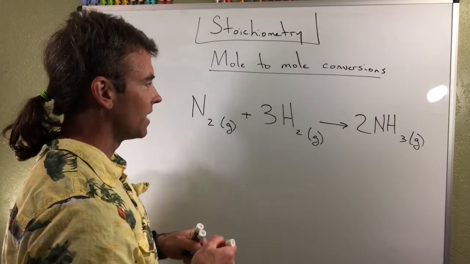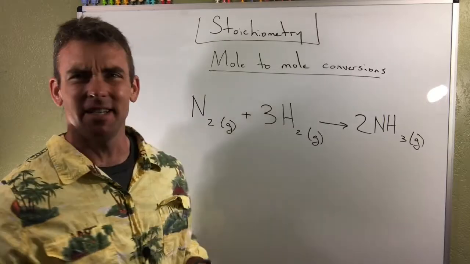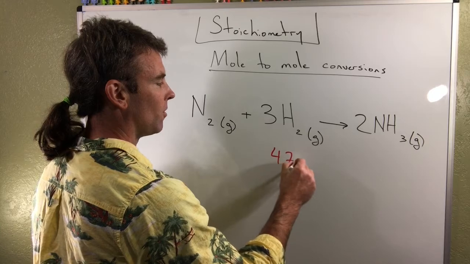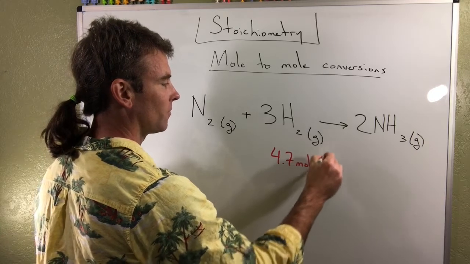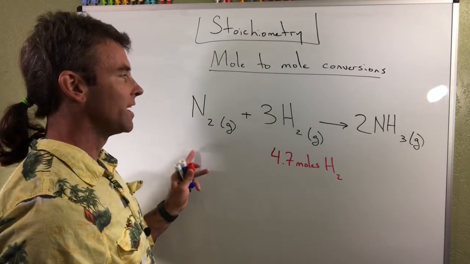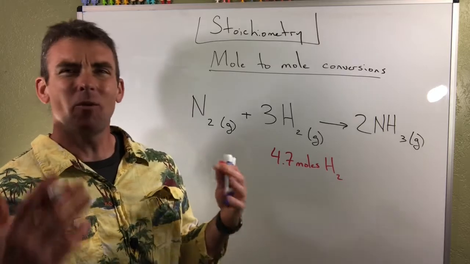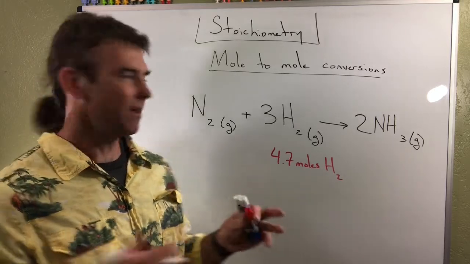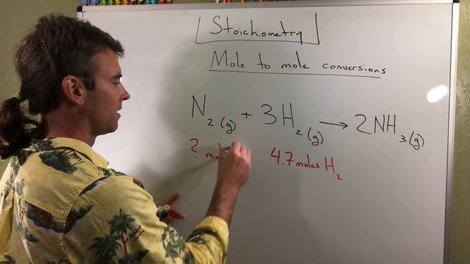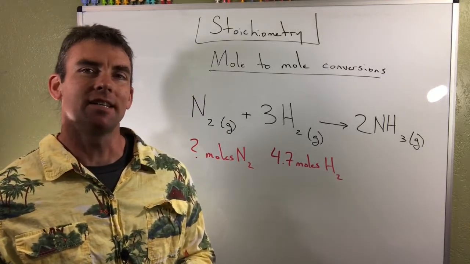Let's say that I don't have 3 moles, but I have instead, let's pick a really crazy number, like 4.7. I've got 4.7 moles of H2, and I as a chemist want to know exactly how much nitrogen I need to use, and I don't want to have to think too hard. So, question mark, how many moles of N2 do I need? That's where this dimensional analysis technique comes in.